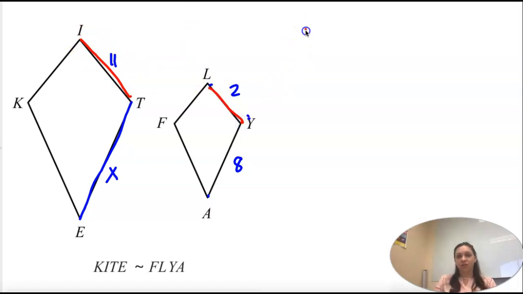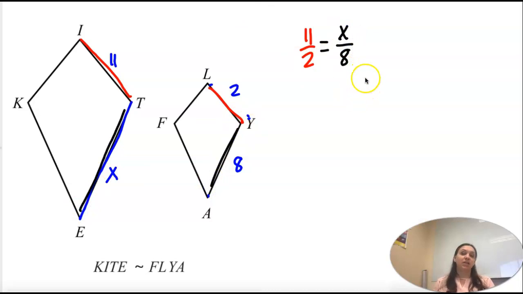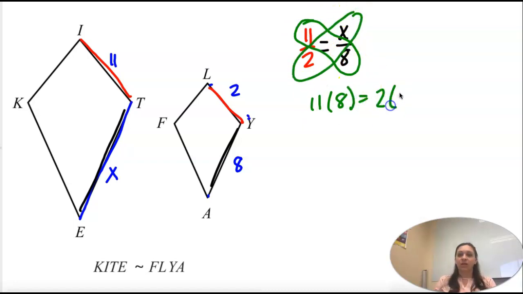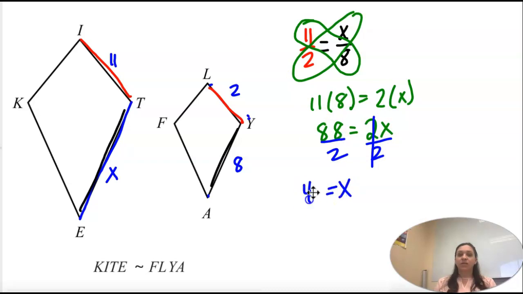11 to 2 is equal to x to 8. This one's going to be easier. Now when we cross multiply, 11 times 8 equals 2 times x. 11 times 8 is 88, and then 2x. So now we're already ready to solve. We divide both sides by 2, x equals 44.